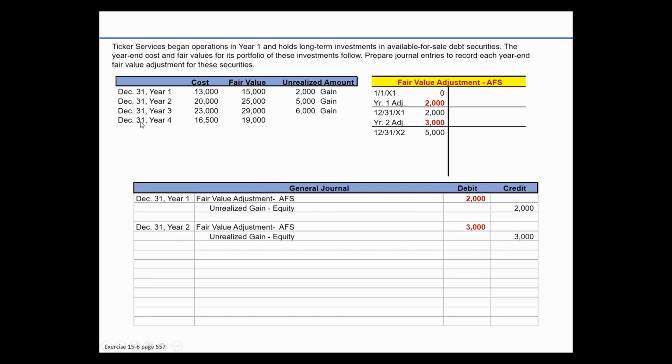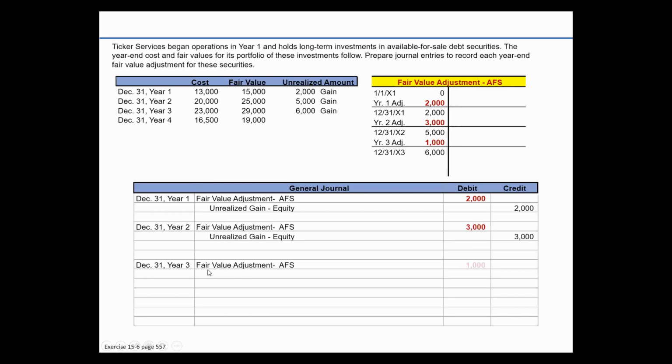Now for year 3, we see that they had a $6,000. And so we see then that it already had 5, we want it to be 6, so we need to add 1,000 to it for the gain.